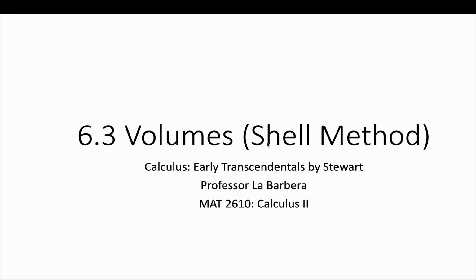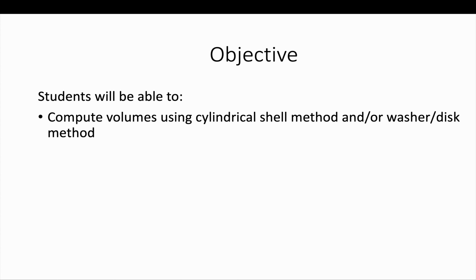Today we're learning about 6.3 in Stewart, volumes by the cylindrical shell method. We're using Calculus: Early Transcendentals by James Stewart. What is the objective for today's lesson? The objective is to compute volumes using the cylindrical shell method and/or the washer/disk method wherever appropriate.